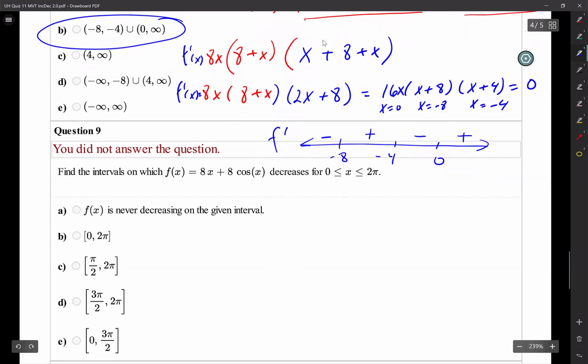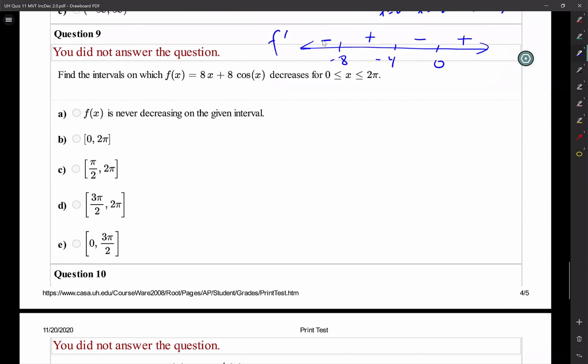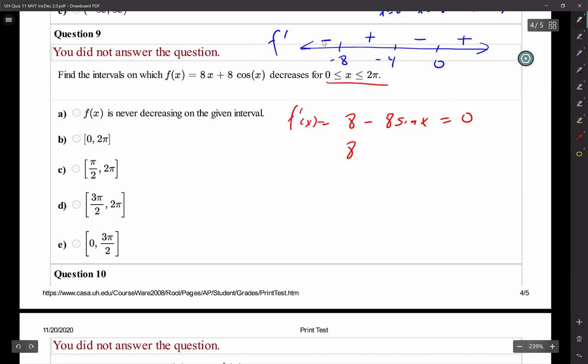Cool. Number 9. Find the intervals in which this is decreasing between 0 and 2 pi. Thank you for the 0 to 2 pi there. Here we go. The derivative of cosine is a negative, so 8 minus 8 sine x, set that equal to 0. 8 equals 8 sine x, divided by 8. 1 equals sine x. One critical point.